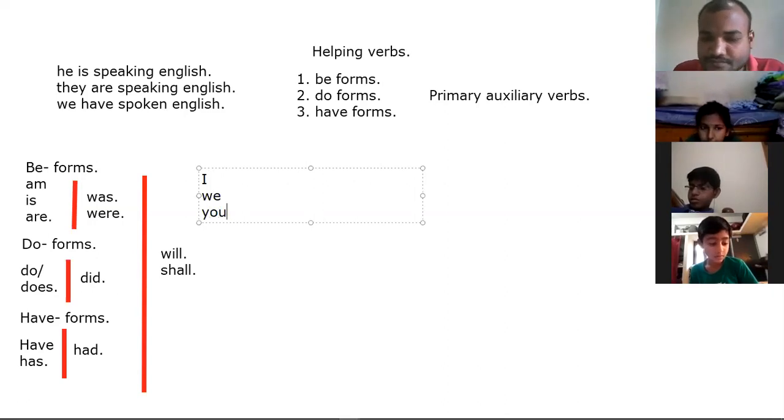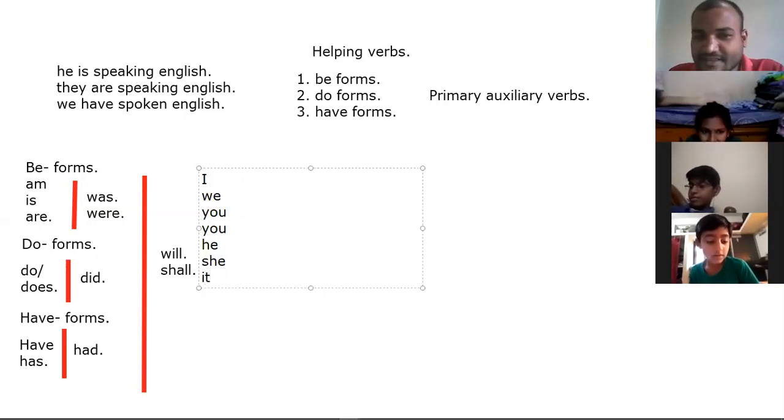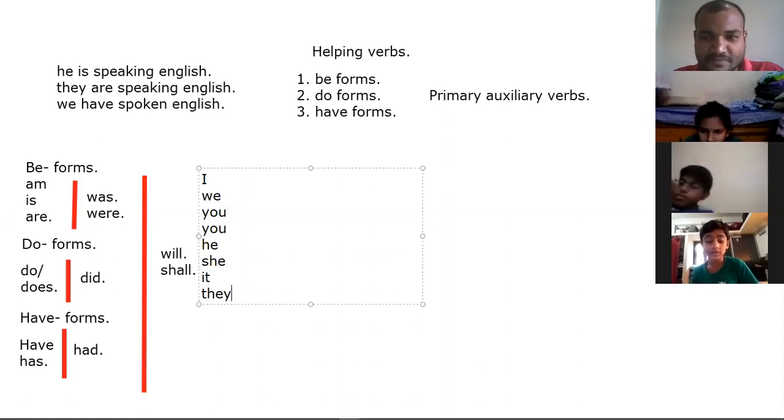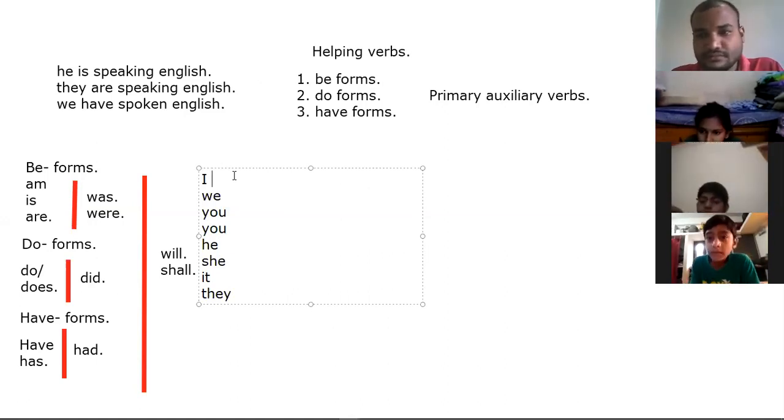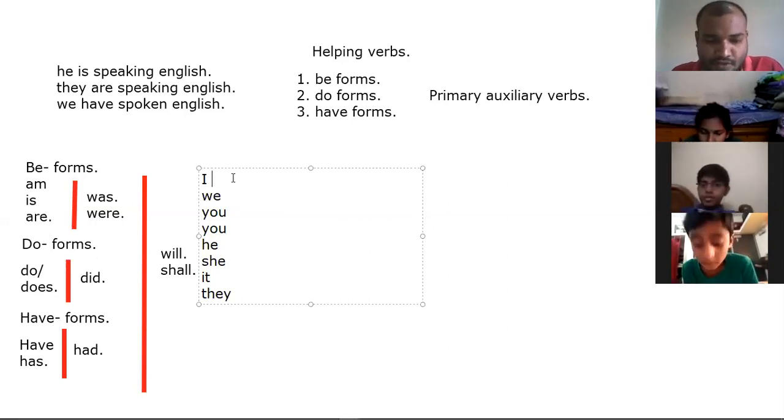Next, you: second person, singular and plural. Very good. Next, he, she, it: third person, singular. They: third person, plural. Very good. Now I'm going to give you one example for all persons. Then after, you have to give me the examples.